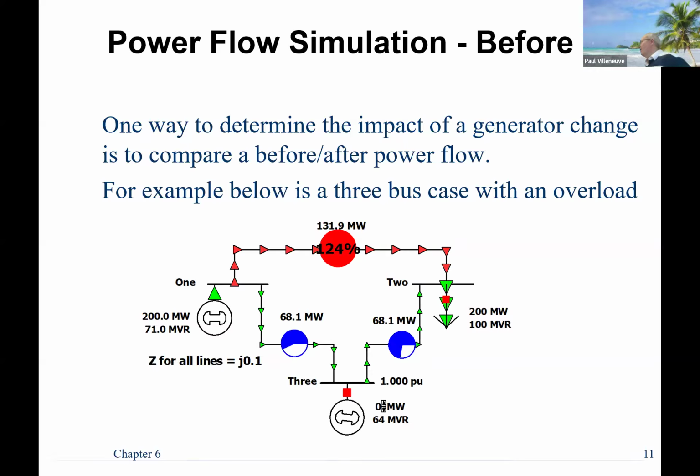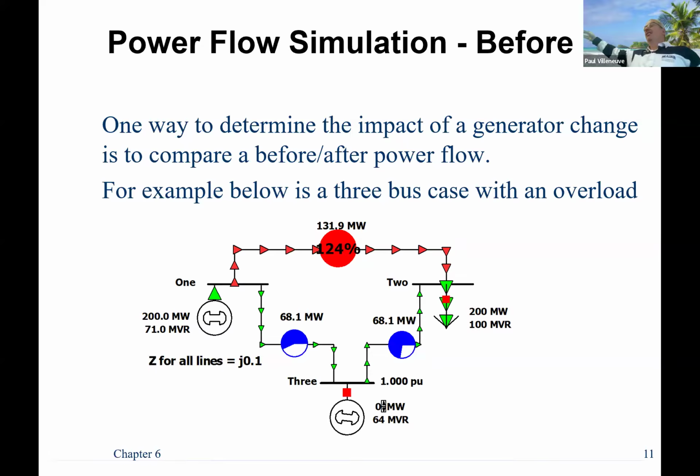But we're trying to run that system and deliver the load. And look what happens. We're pushing 132 megawatts through line 1 to 2. That's overloading the line. And you can say, wait a minute, Paul, I've got 200 megawatts coming out of generator 1. Why isn't all 200 megawatts going through the line? Well, there are networks here. There are multiple paths. Most of the power goes through 1 to 2, but some power goes from 1 to 3 and then over to 3 to 2.